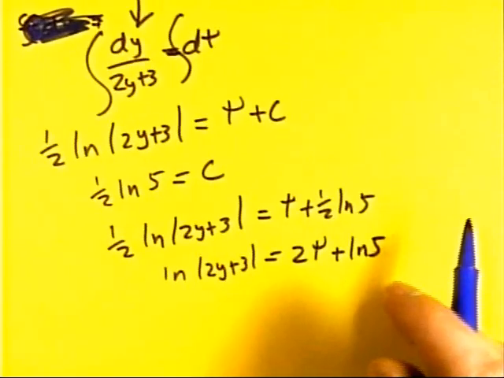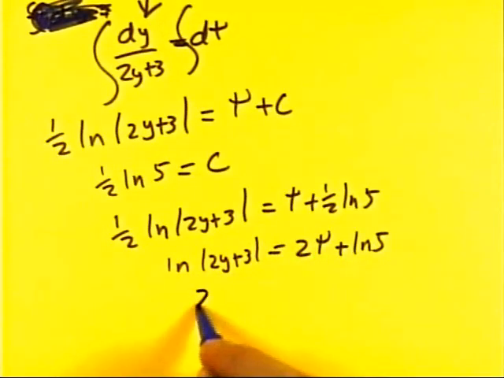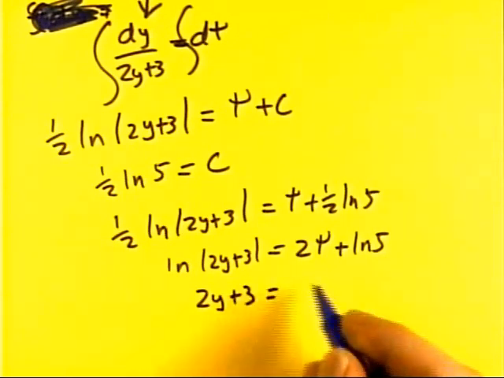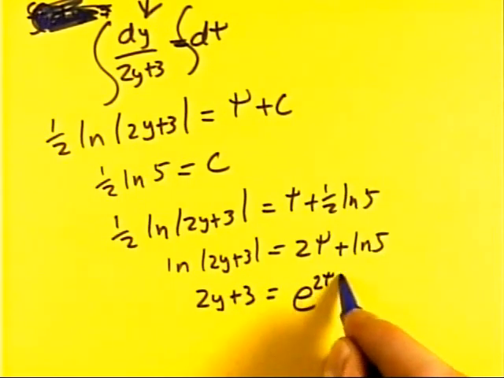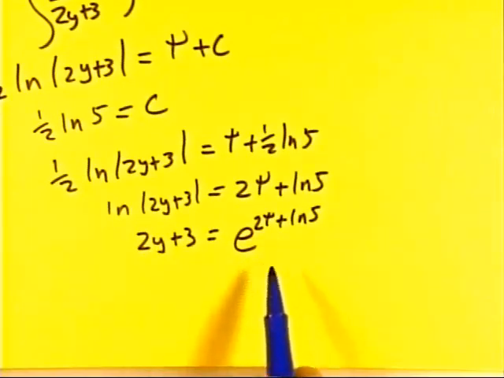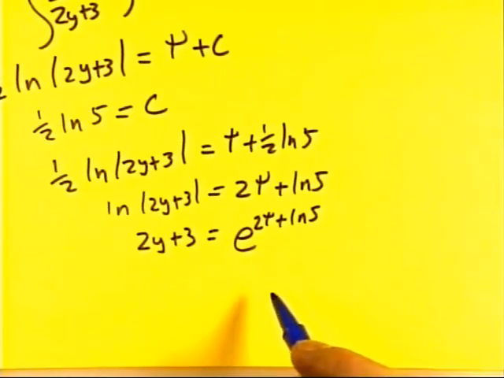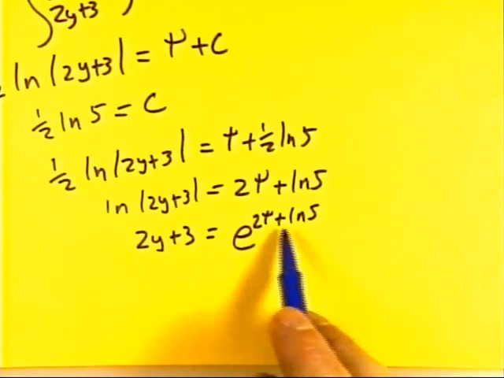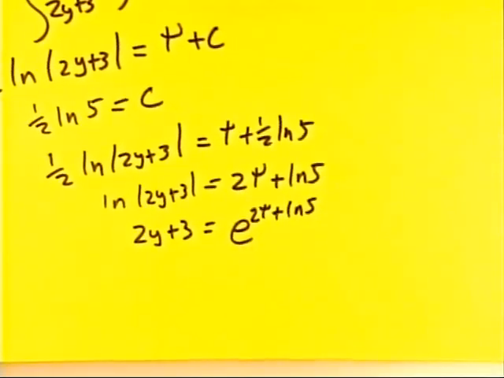What do we do now? Now e to both of them. e to the natural log of 2y plus 3, and then e to that over there. Okay, but I want to simplify this first. e to the 2t plus natural log of 5.